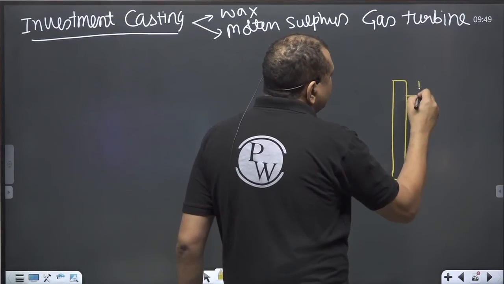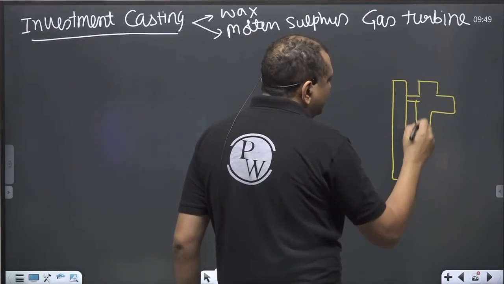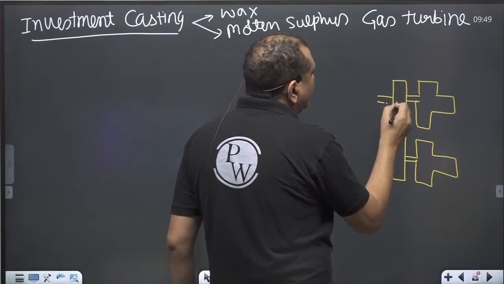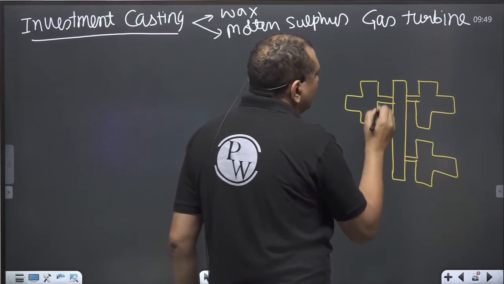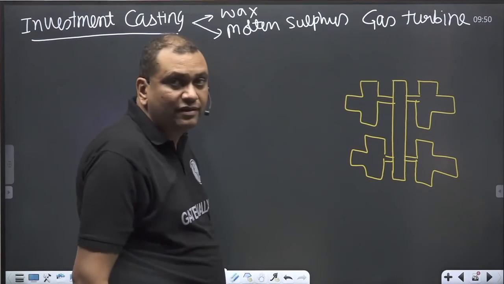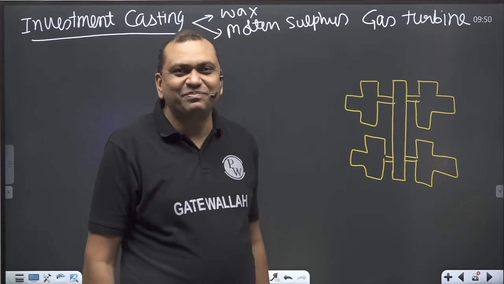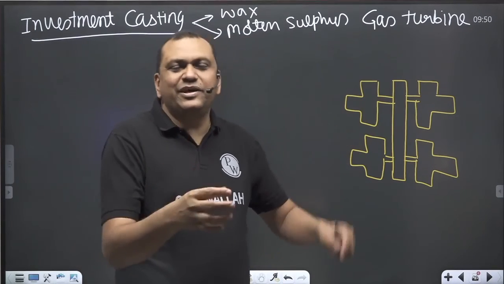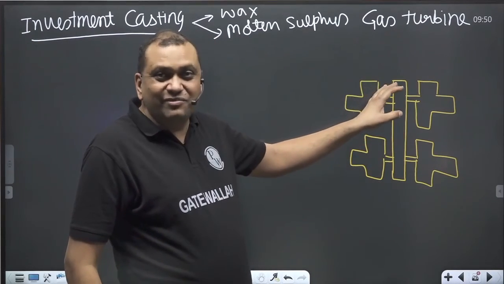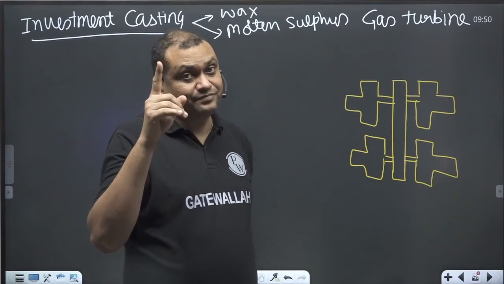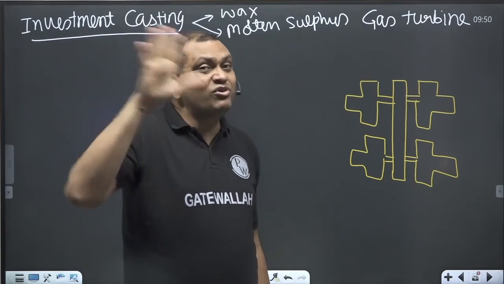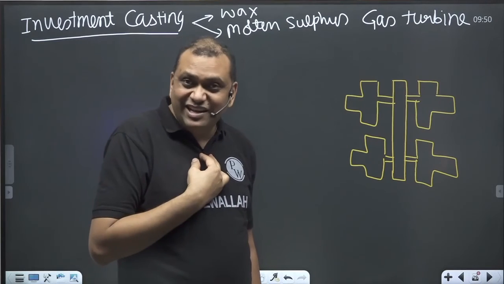Now the different patterns are combined together in the form of a tree. Because the process is done manually and it's wax, there will be a lot of dirt on the wax. Remember, it is one of the most accurate processes. After investment, you do not require any machining operation. So we want everything clean.